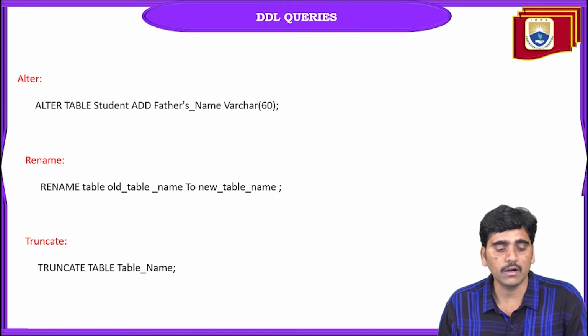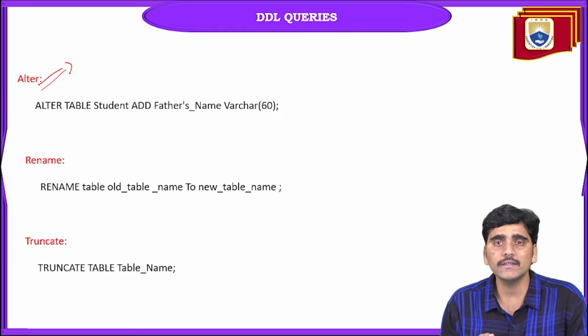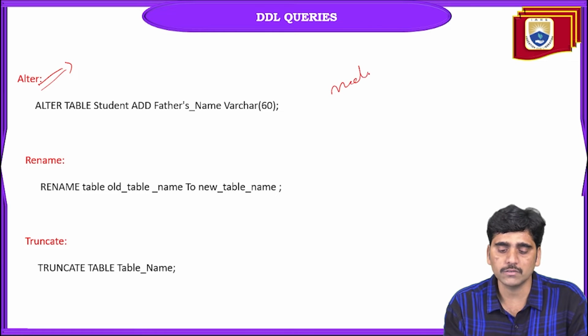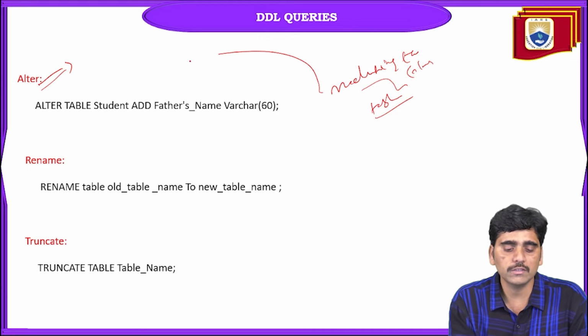And the next one is what? Alter command. Alter is used to alter the data. That means, suppose you want to add a separate column, change the table name, or change any column names, indirectly you are modifying the table structure. So modifying the table structure, or modifying the columns, or modifying the table. For this purpose you can use the alter command.